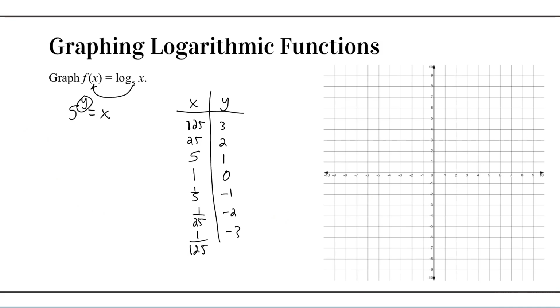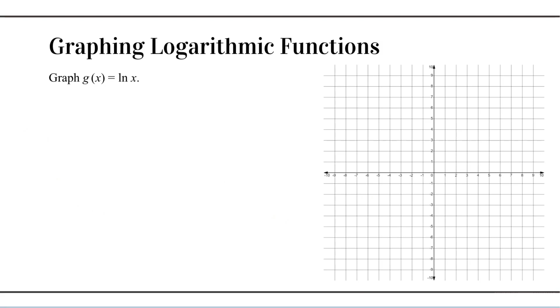So if we plot as many of these points as we can fit on here, we can fit (5, 1), and we can fit (1, 0). 1/5 goes down to -1, so it's really just going to go like this, and we know it has an asymptote right there at the y-axis, and it goes like that. So that gives us the nice, beautiful graph of log base 5 of x.